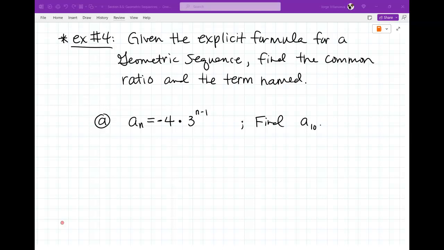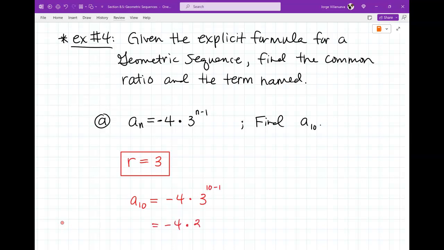So they want me to find r. This is supposed to be easy. What's r? 3, right? It's the thing that has the power on it. So r is 3, no big deal. And then they want me to find a sub 10. I'm going to ask you to help me with this because I don't think I can do this in my head. A sub 10 is going to be negative 4 times 3 to the 10 minus 1. Now 10 minus 1 is 9, so that's negative 4 times 3 to the 9th power.